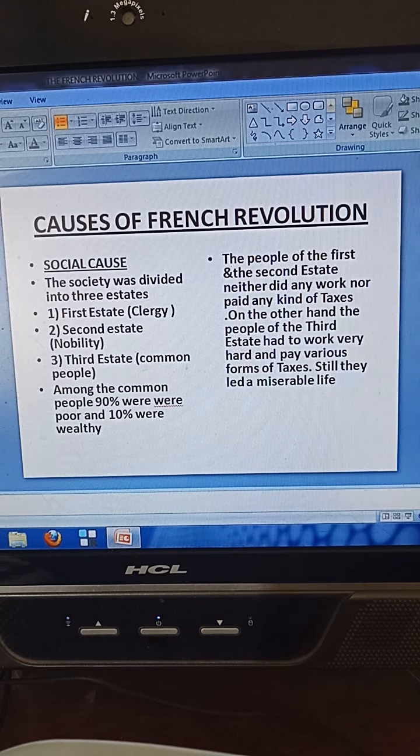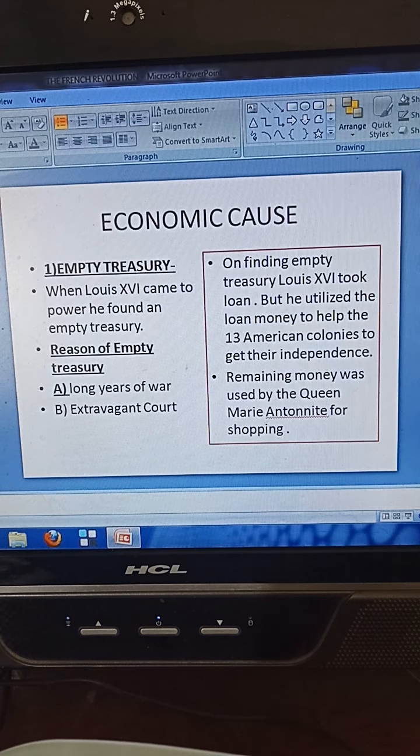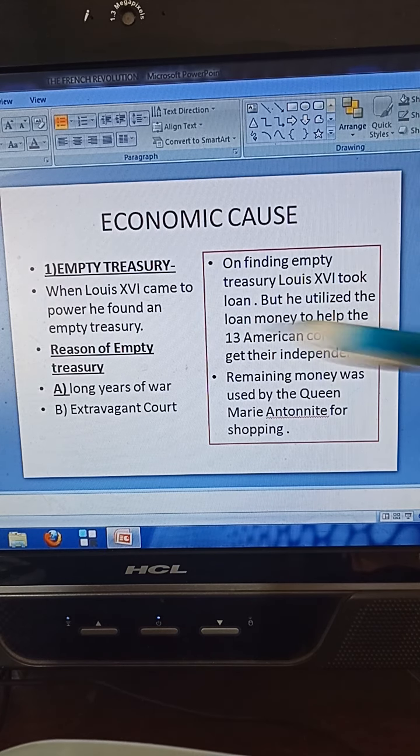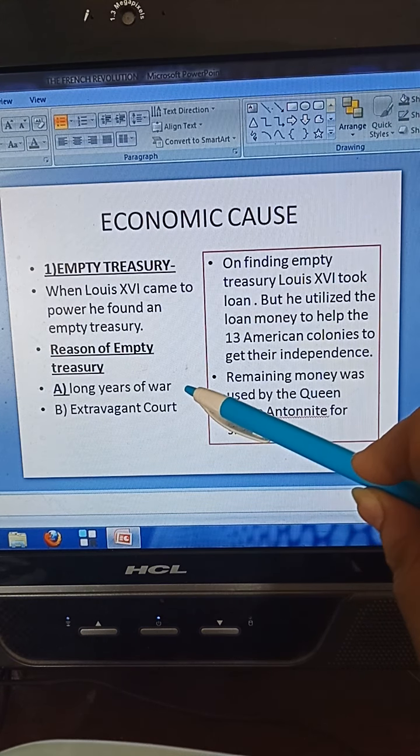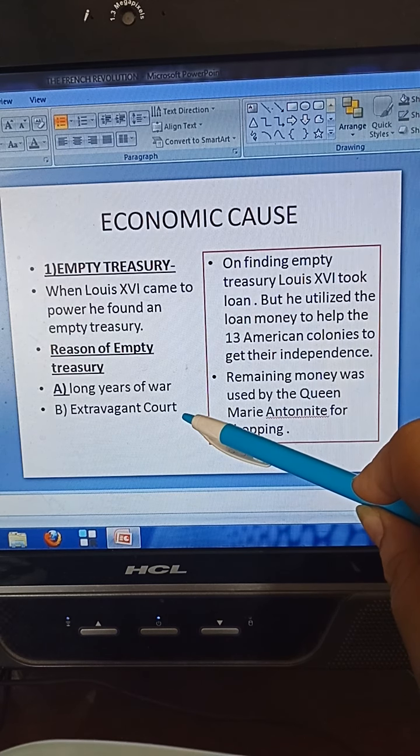So this was the social cause of French Revolution. Now let us understand the economic cause. Among the economic cause, we will study the main reason: empty treasury. When Louis XVI came to power, he found the treasury to be empty. So he tried to find out the reason of empty treasury, and he found two reasons: long years of war, and the second reason was extravagant court.